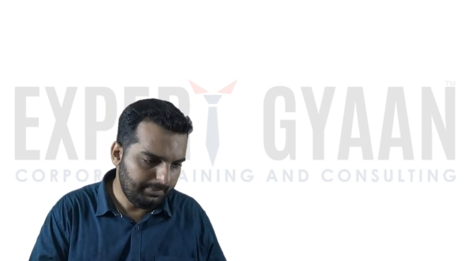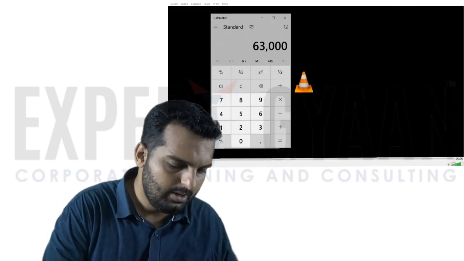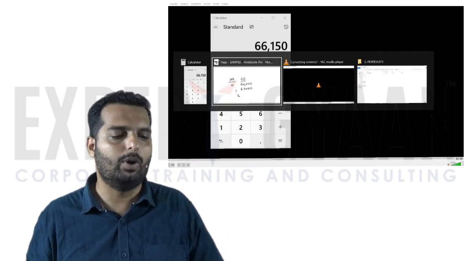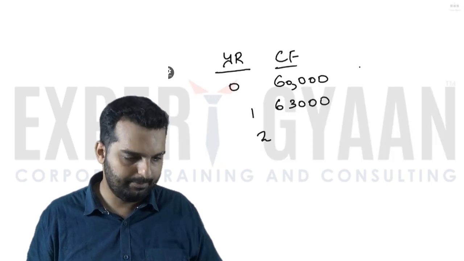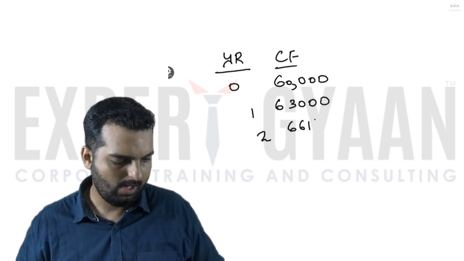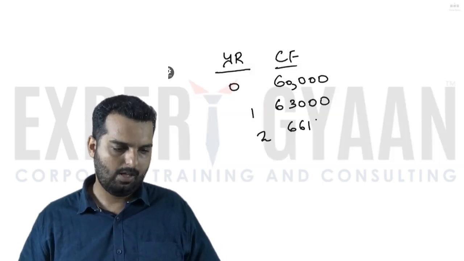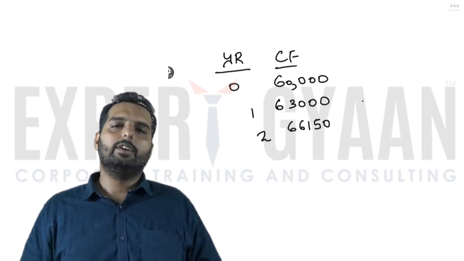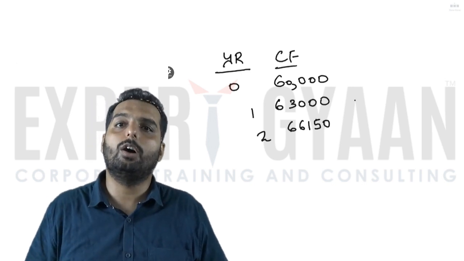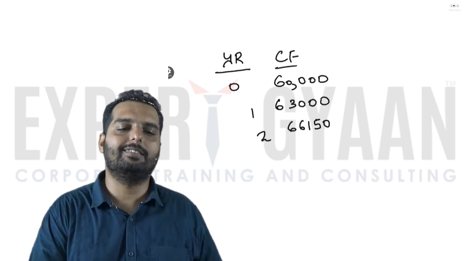Year 2, it should be 63,000 plus 5%. That should turn out to be 63,000 into 1.05, which is 66,150. Alright, so if this is the way the cash flow goes on increasing, then my earlier formula where I got 6 lakhs will not be correct. Earlier I got the answer as 6 lakhs.